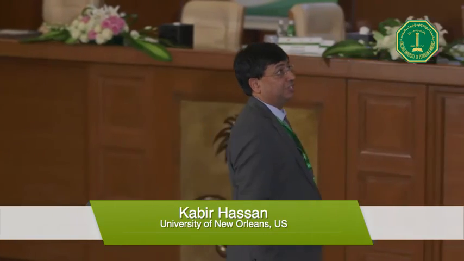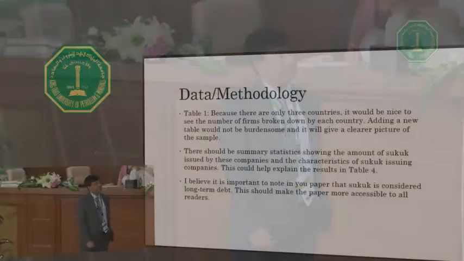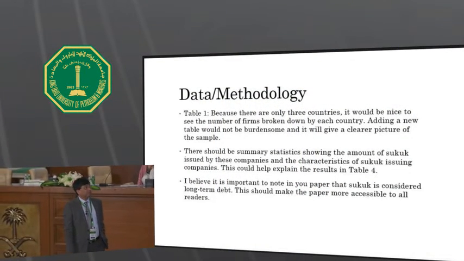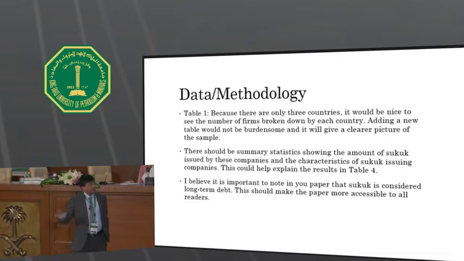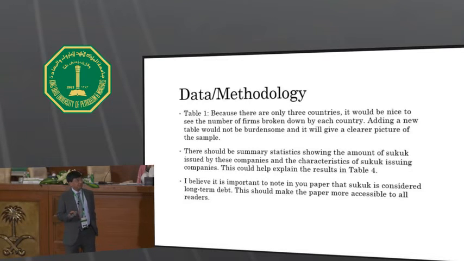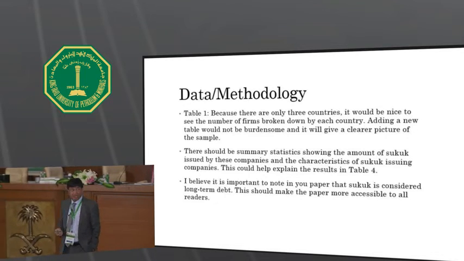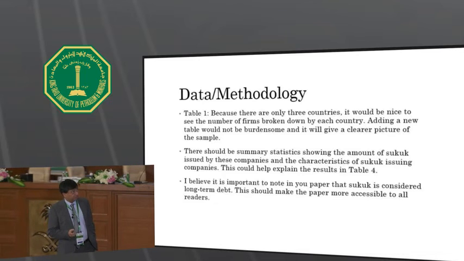So you have to look at Table 1. Because there are only 3 countries, it would be nice to see the number of firms broken down by each country. Adding a new table would not be burdensome. There should be summary statistics showing the amount of Sukuk issued by companies and the characteristics of Sukuk issuing companies. This also helps explain the results in Table 4.